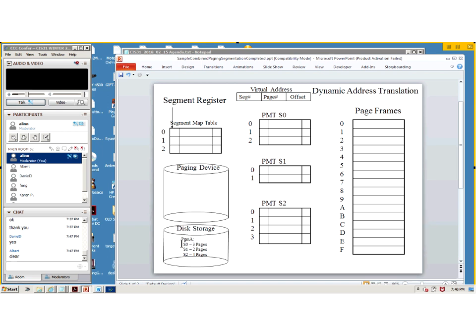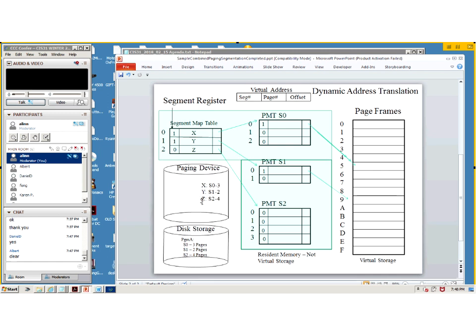Now, while it's loading this, it says, oh, I have 3 segments. So it creates this here. This here is in memory, these tables. They're being built by the loader. So it places it on the paging device, and then it fills in these tables. So let's look at that.